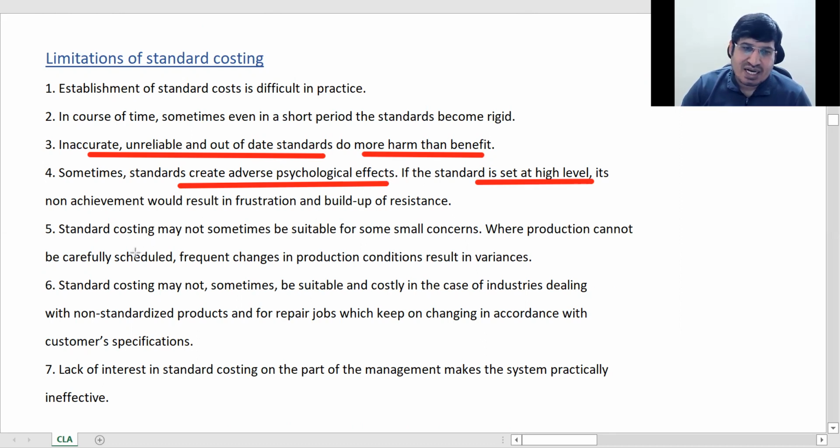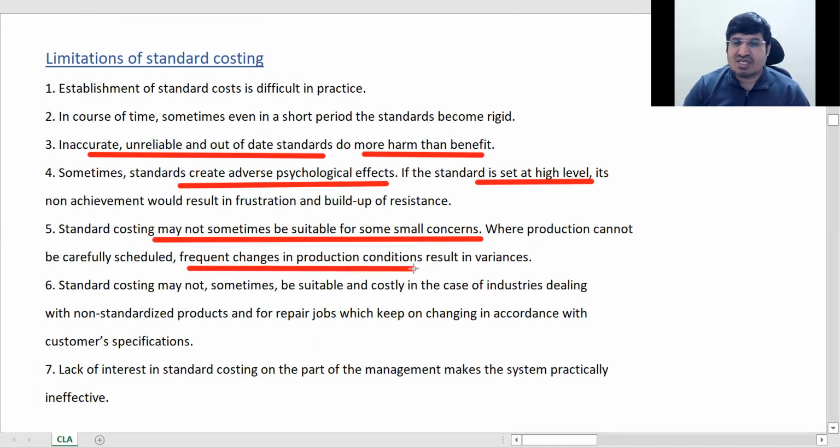Next, it may not be suitable for small concerns because it is a costly thing. Production conditions also matter. For standard costing, the way you produce also has to remain standard. For smaller concerns, sometimes they'll do it this way, sometimes that way. For them it is not suitable, and it is costly also. Even if they do it, they will not have enough time and resources to keep on updating it. So it is not suitable for small concerns.